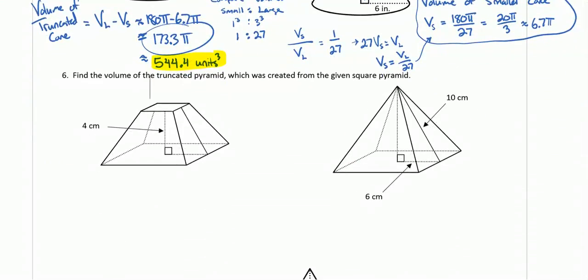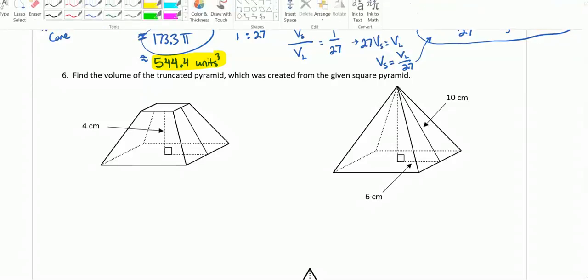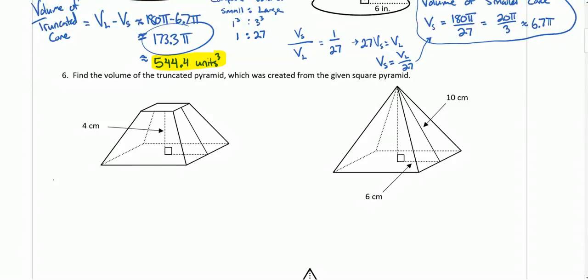Number 6, we have a truncated pyramid this time, and so we're going to work through this the same way. We know that the volume of the truncated pyramid is the volume of the large pyramid minus the volume of a smaller pyramid, which we get when we truncate it. Truncated meaning we're going to cut the top of that pyramid here, and we end up with a smaller pyramid. The top part that we cut off is a smaller pyramid.